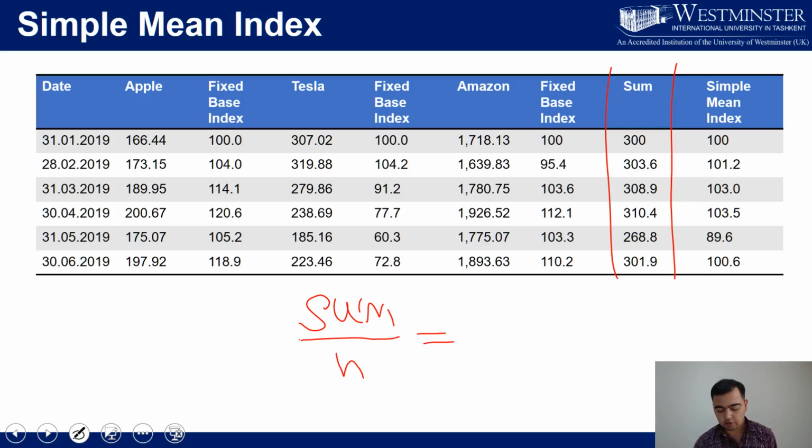So what I'm going to do is take all these sums, like the 300, for example, and divide it by 3 in order to get the 100. Or here, the 303.6 divided by 3 in order to get the 101.2, and so on and so forth. Okay?